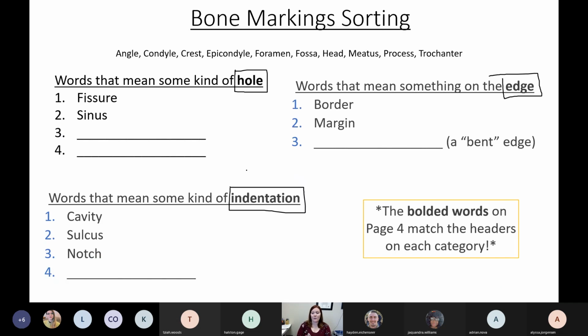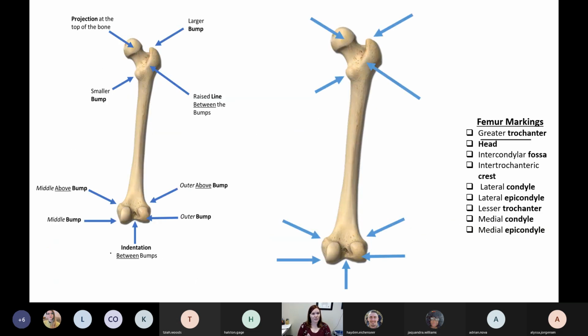Or you need to know that when I use the word fissure, that means some kind of hole. Or when I use the word sulcus, that means an indentation. So we do have to memorize the stuff on page 5. We do not have to memorize the stuff on page 4. Let me work with you to help you figure out how you're going to fill in page 5, how we're going to use these pictures to do that.